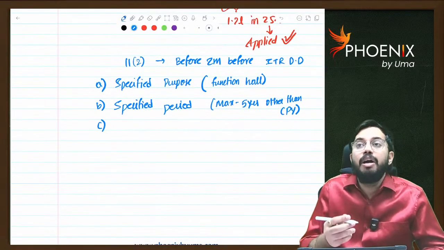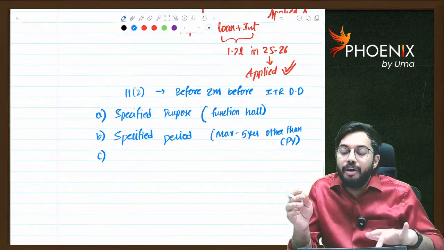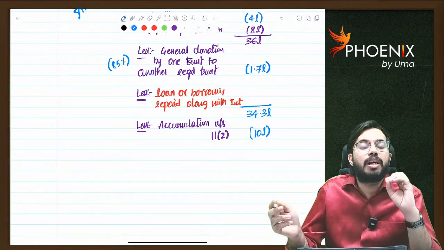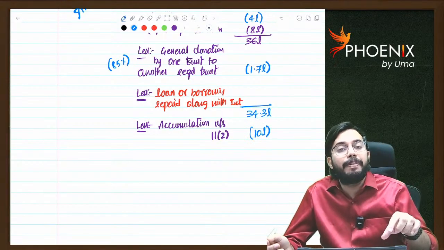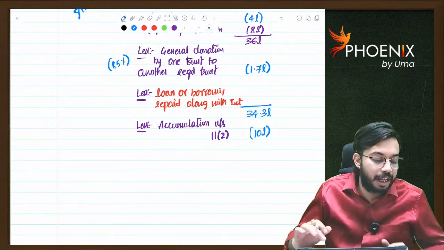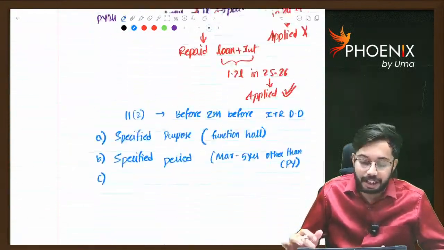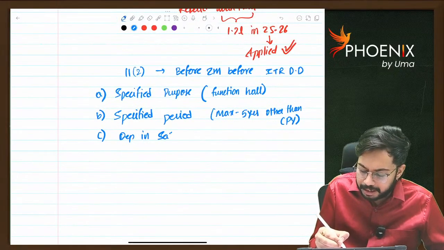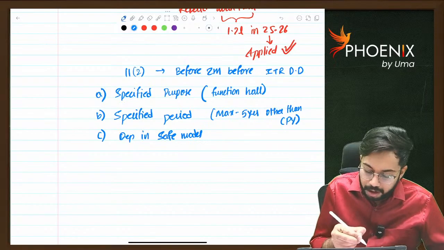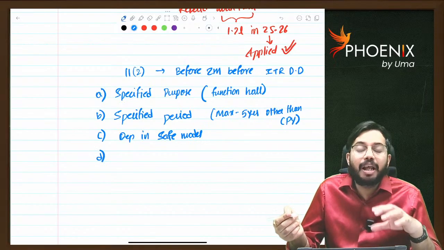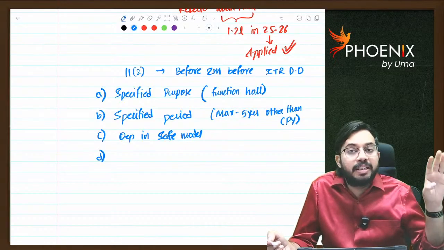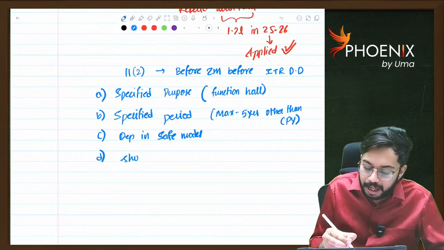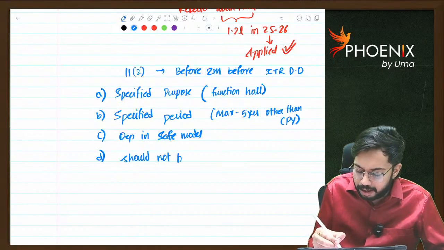Next, third point: whatever the accumulation that I have done, I am accumulating 10 lakh rupees for the purpose of construction of the function hall. This 10 lakh rupees I should deposit in safe modes. Then only deduction is allowed, otherwise deduction is not allowed. So you should deposit in safe mode. That is the next point. Last point, whatever the 10 lakh rupees that you deposit in safe mode, that should not be given as donation to another trust.